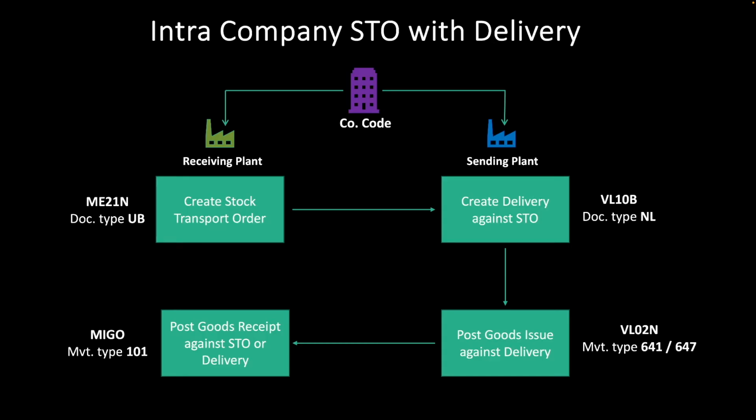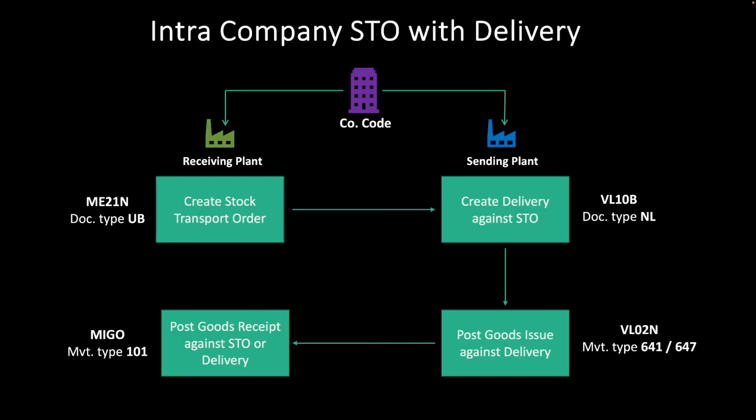The movement type will be 641, where you are going to use the two-step process. That is, first you post 641 and then you post the goods receipt. In case you are using a one-step process, then movement type 647 will get posted and 101 document, that is the goods receipt in the receiving plant, will get posted simultaneously.